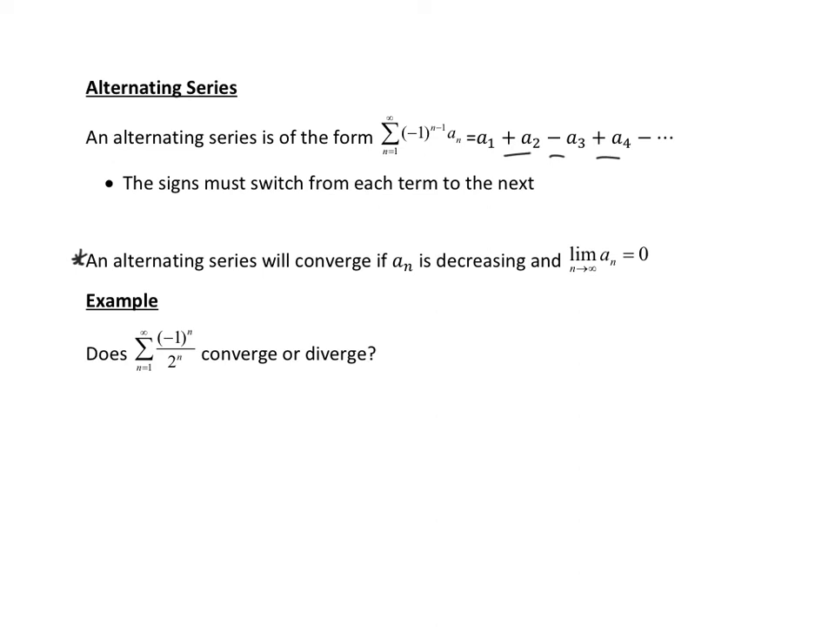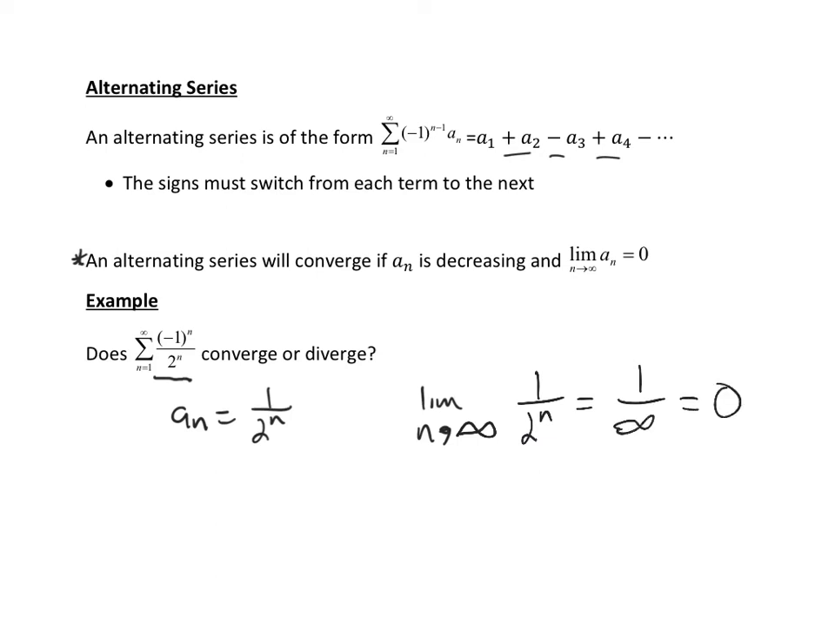Okay, so essentially what we're saying is we want to take out the alternating part and only look at what's left. So if I'm looking at this series here, does this series converge? This is an alternating series, negative 1 to the n. That's going to make the signs flip. If I take out that negative 1 to the n, then the a sub n part is really just 1 over 2 to the n. So if I look at the limit as n approaches infinity of 1 over 2 to the n, you really just have 1 over infinity, which equals 0.